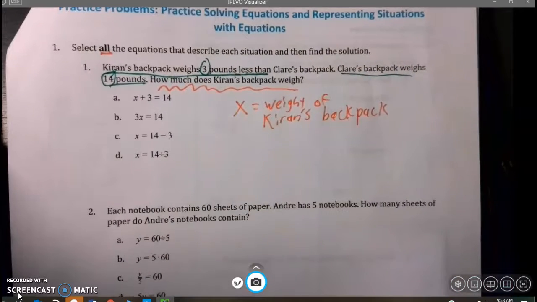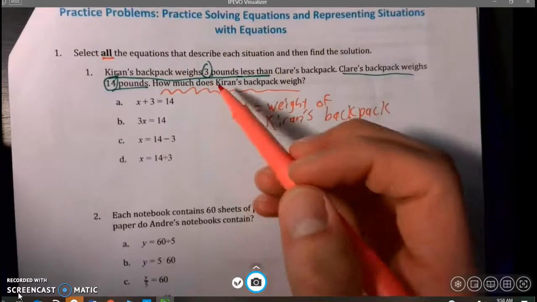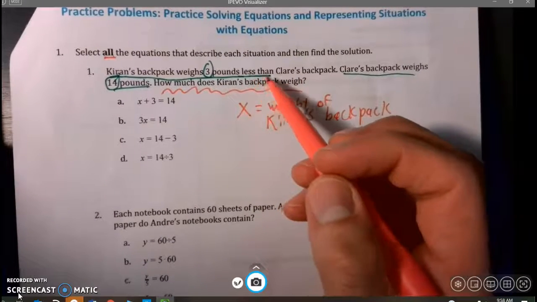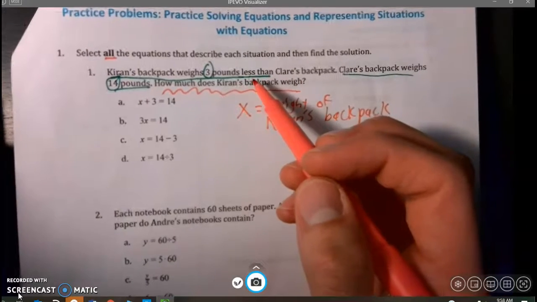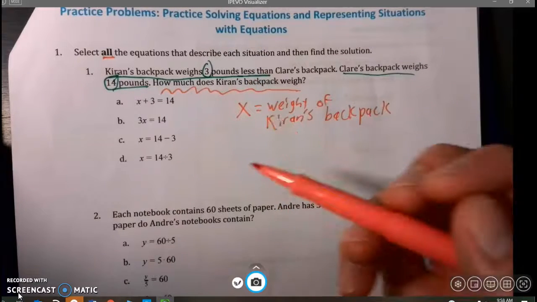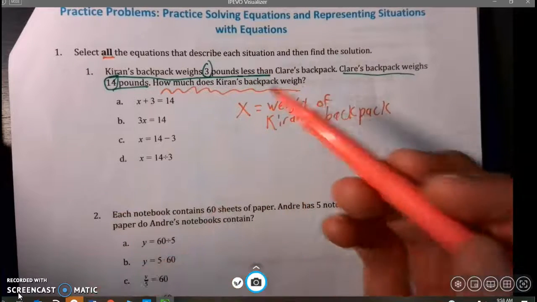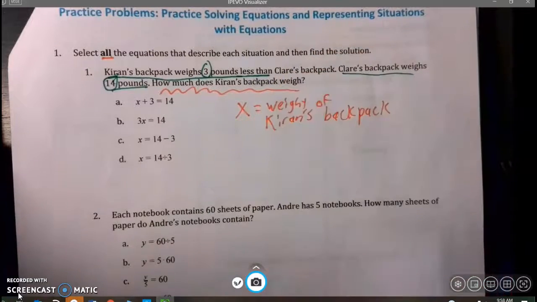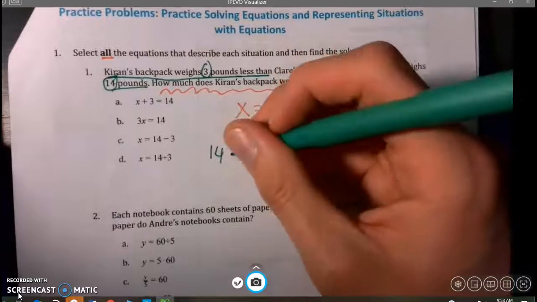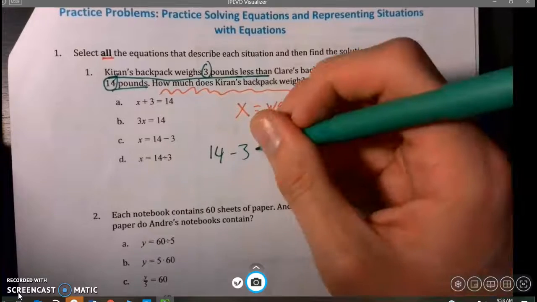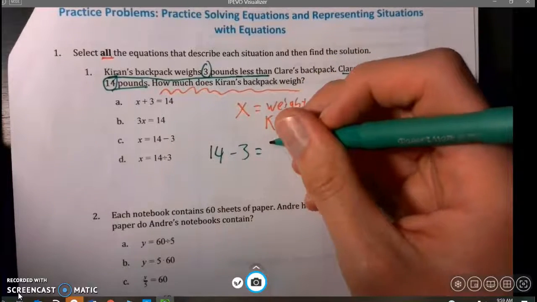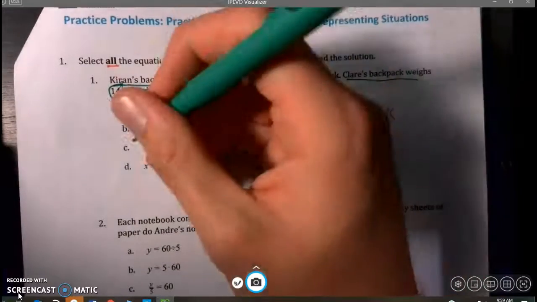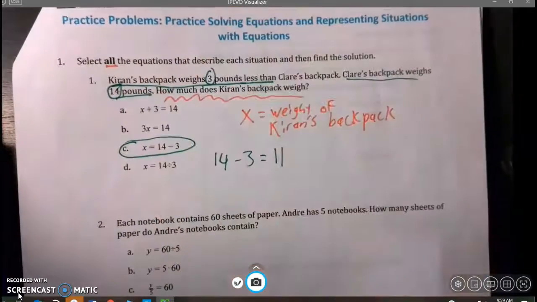That's our variable. We know that Karan's backpack is 3 pounds less than Claire's. Less than is a good indicator that we're going to be doing subtraction, because subtraction, typically, unless you're subtracting a negative number, makes things smaller. Claire's backpack is 14 pounds, and to find Karan's we would subtract 3 from it. We would get that Karan's backpack is 11 pounds. And we can see right here, C illustrates that perfectly.